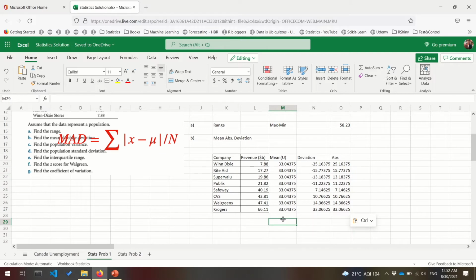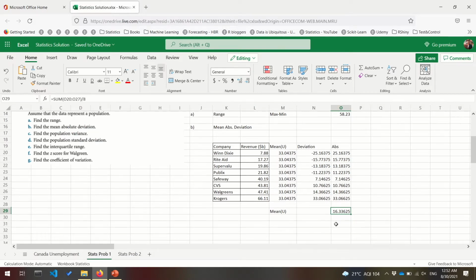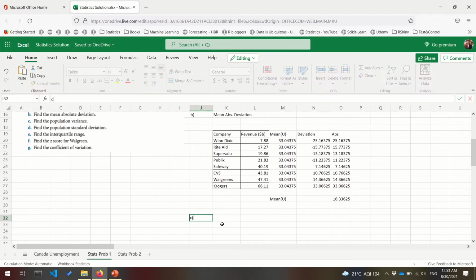Now mean absolute deviation is nothing but the sum of this entire thing divided by the number of data points. So data points: 1, 2, 3, 4, 5, 6, 7, 8. So mean absolute deviation is 16.33. Let's go to problem statement 3, which says to find the population standard deviation and variance. So we'll find both together.